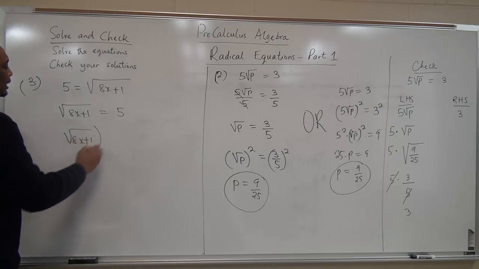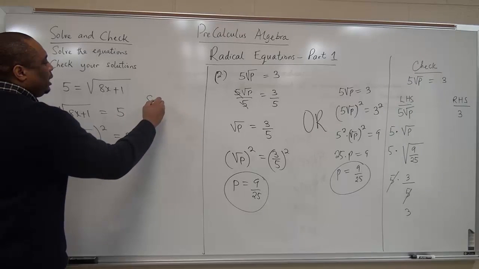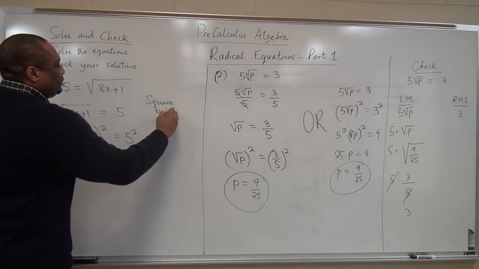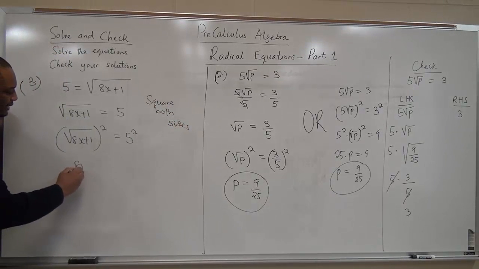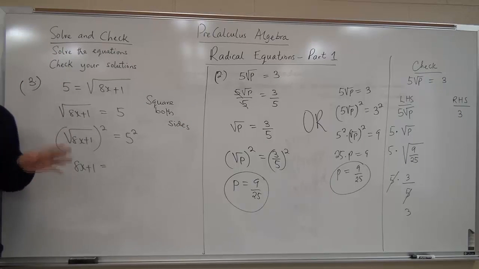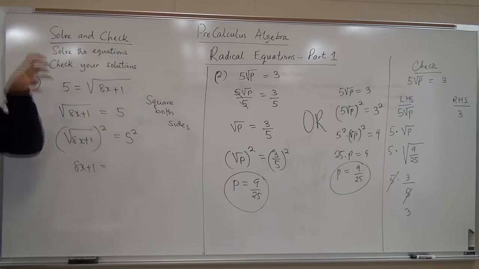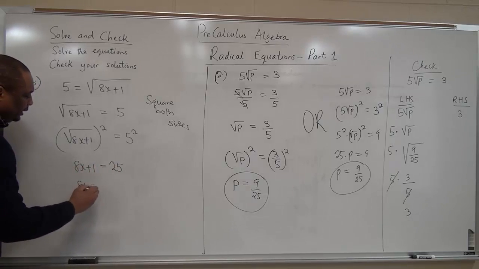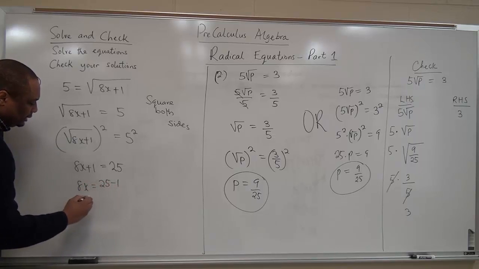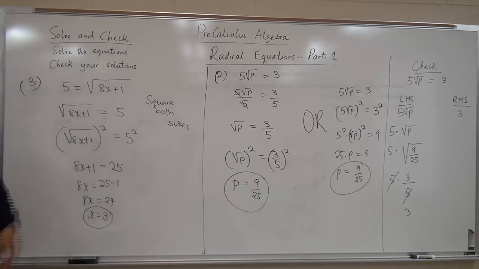And then we can now square both sides. And we now have that 8x plus 1. Once you put the square of a square root, it is that number. Period. That square takes out the square root. Equal to 25. So 8x will be 25 minus 1. 8x will be 24. And x will be what? 24 divided by 8, 3.